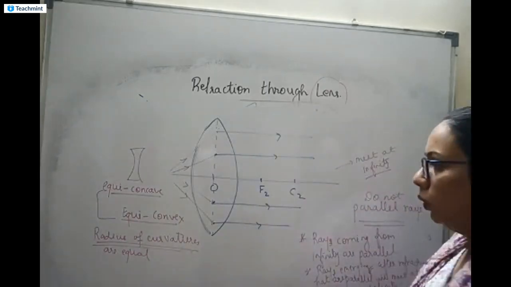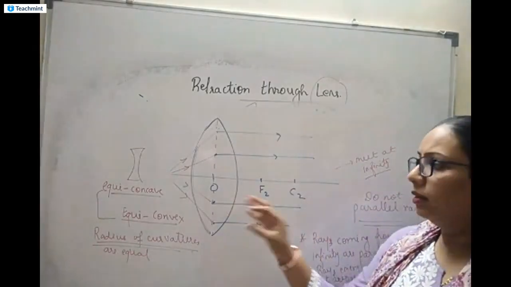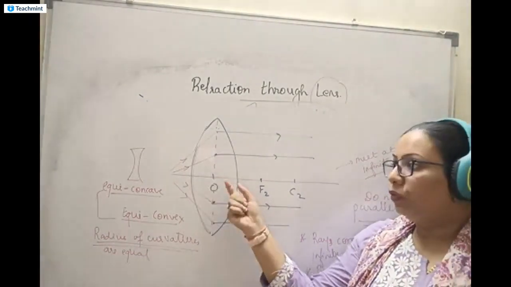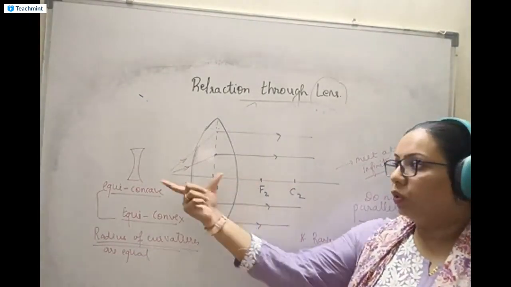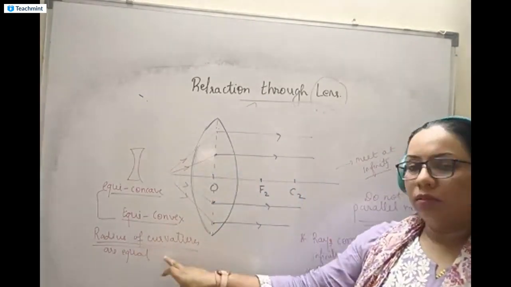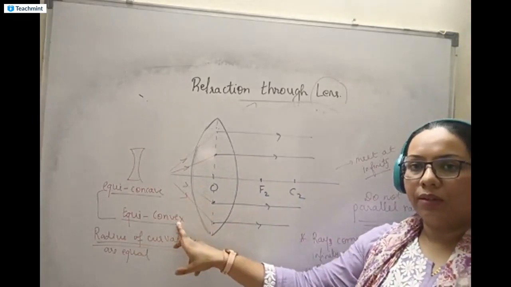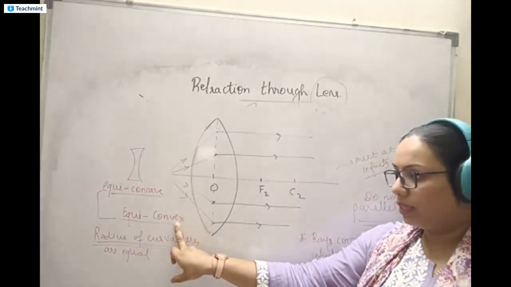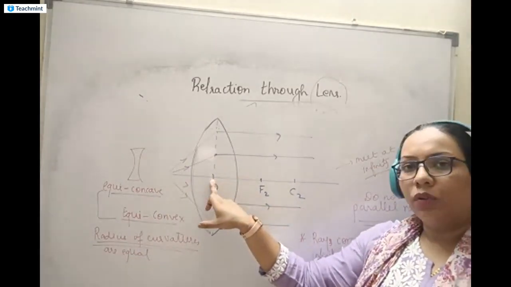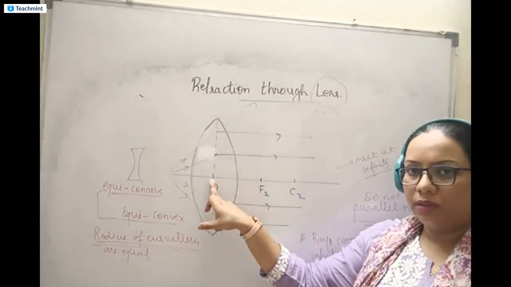As I already told you, the optical center need not necessarily be at the center point. It will fall at the geometric center only if your radii are equal. If the two radii are equal, as in the convex and concave lenses we are discussing, only then will the optical center lie exactly on the geometrical center of your lens.